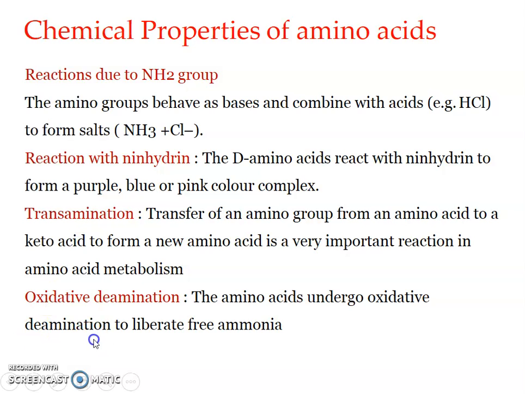The second one is oxidative deamination. Here the amino acids undergo oxidative deamination to liberate free ammonia. It is again deamination, where the amino acid loses ammonia, but the only difference is that it is an oxidative process. So these are the properties of amino acids. We saw the classification, the physical properties, and the chemical properties of amino acids in this presentation. Okay, fine. Thank you.